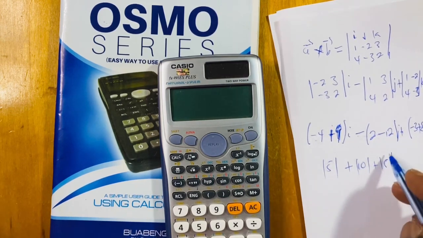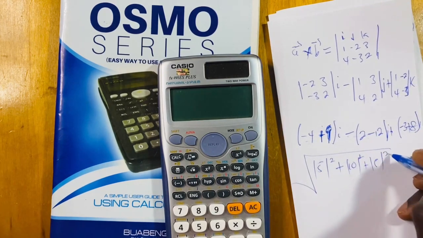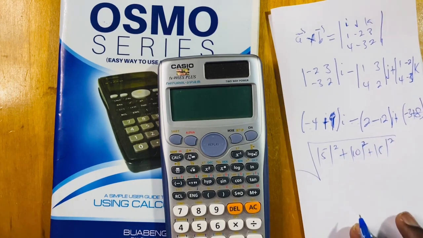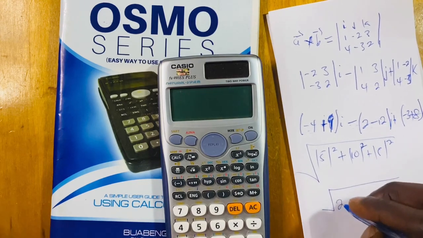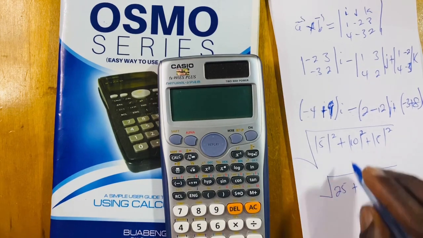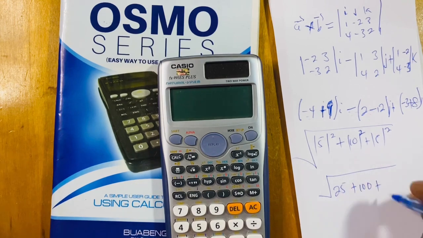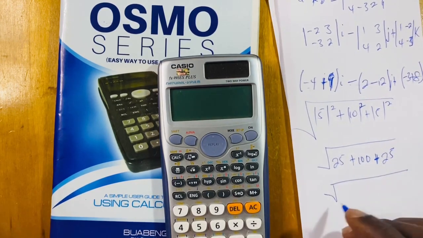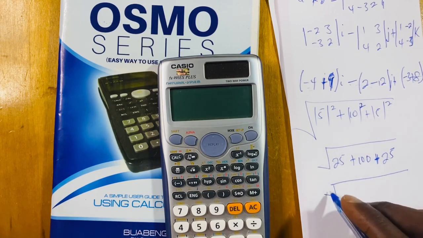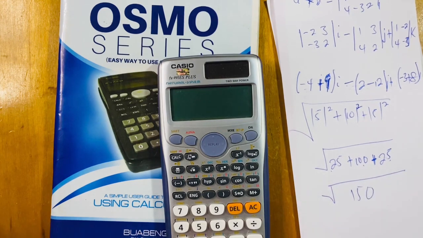We need to find a square. Okay, and we square everything as we get the magnitude. And so now this is root of 25, and this one is 100, 10 times 10 is 100, and this gives us also 25 here. Very good. Now we keep the root as this. We want to find the magnitude. Now this is going to be 150.